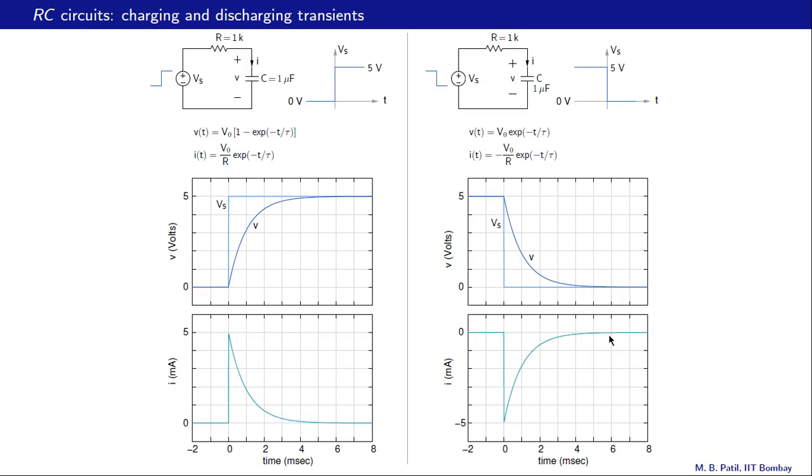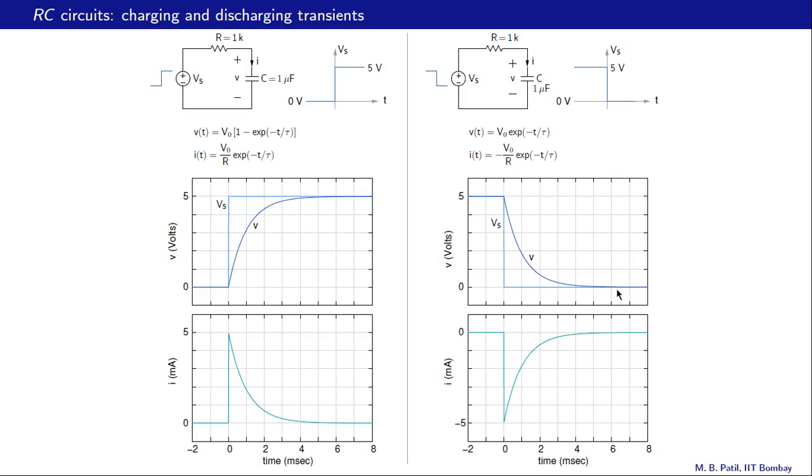Let us check whether these results, the plots here, correspond to the equations that we have derived. Let us look at the capacitor voltage first. At t equal to 0, this term is 1, and therefore V of t is V0. V0 is 5 volts, and therefore the capacitor voltage is also 5 volts. As t tends to infinity, this term becomes 0, and therefore the capacitor voltage becomes 0, as seen in this graph. And how long does this take?